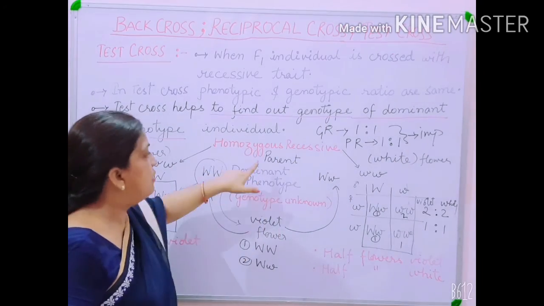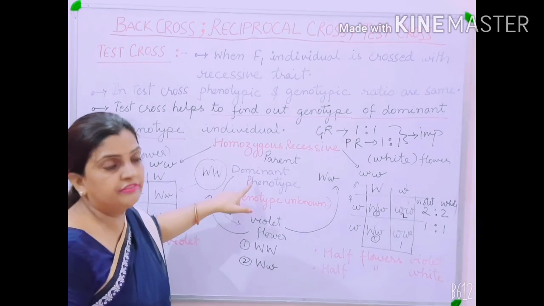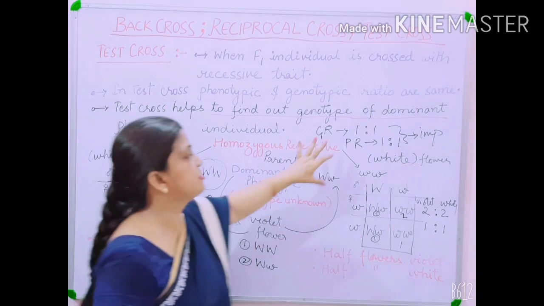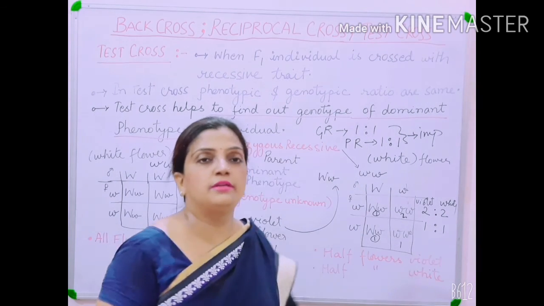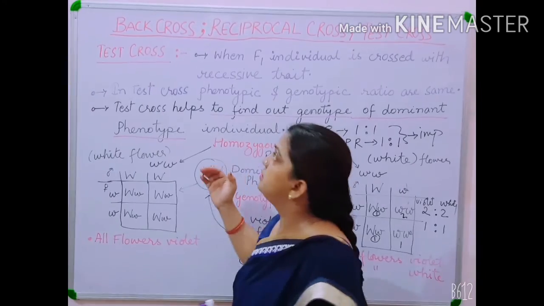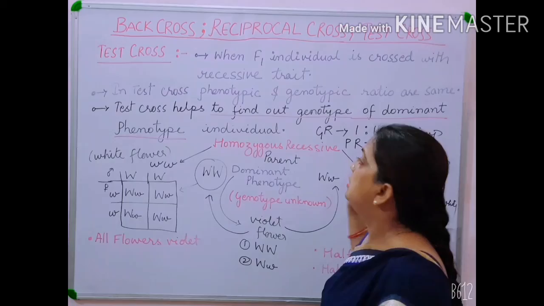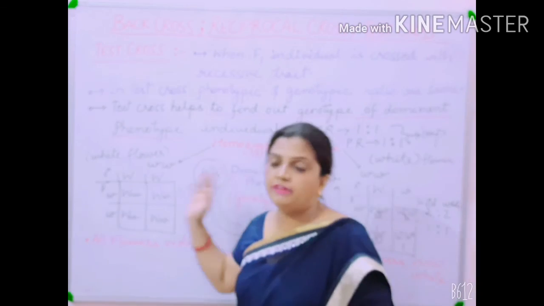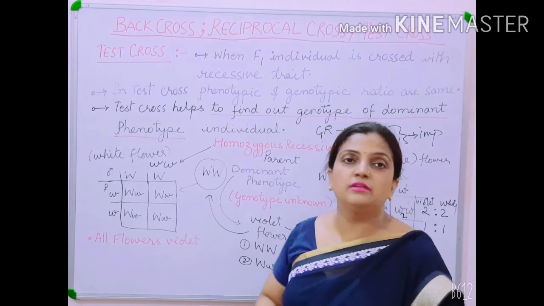So is it clear? For the dominant phenotype, the gene was not known, and for this a test cross was performed. So this is all what I wanted to tell you regarding the 3 different types of crosses: back cross, reciprocal cross and test cross. And this is a very important part of genetics, and hope this is all clear to you all.